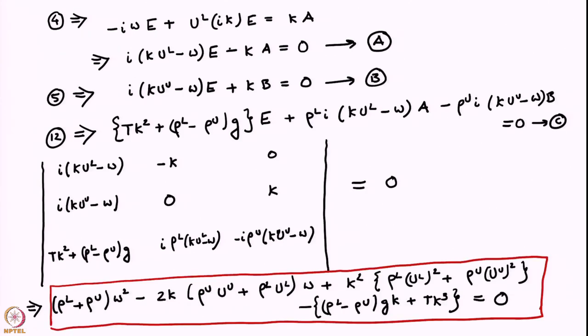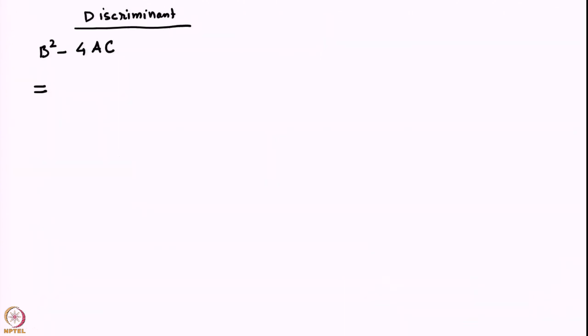The discriminant is of the form b square minus 4ac. You can look at the form of this equation and you can see that b is given by this part with the minus sign. And a is given by this, and c is given by the entire last term. So this entire term and that entire term with the minus sign. So let us do b square minus 4ac.